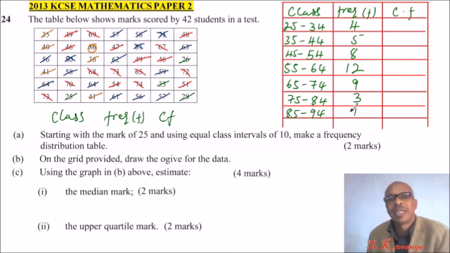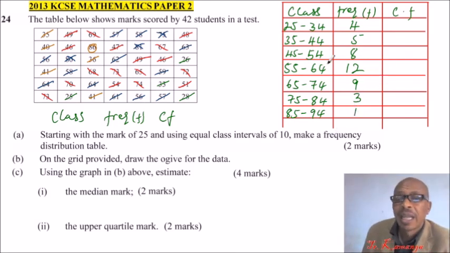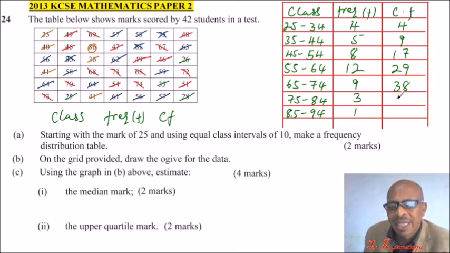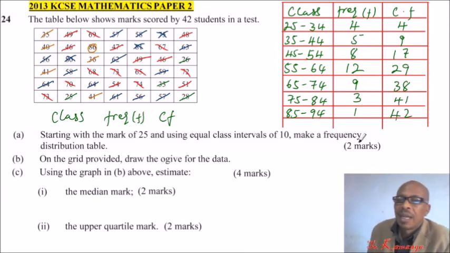Those are the frequencies, the number of times the data appear within this class. Cumulative frequency, we add up the frequency. So we say it is 4. 4 plus 5 is 9, plus 8 you get 17, plus 12 you get 29, plus 9 you get 38, 38 plus 3 you get 41, 41 plus 2 you get 42. So that is a cumulative frequency distribution table.